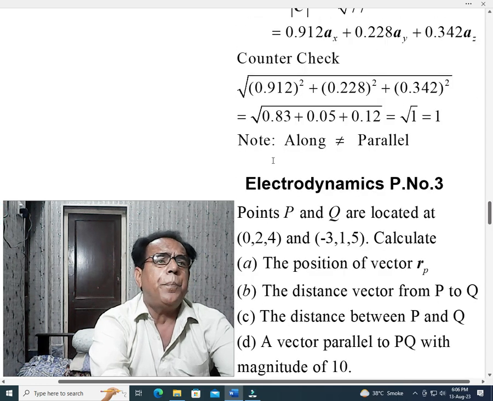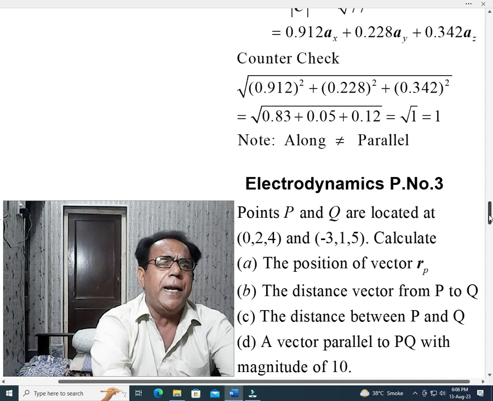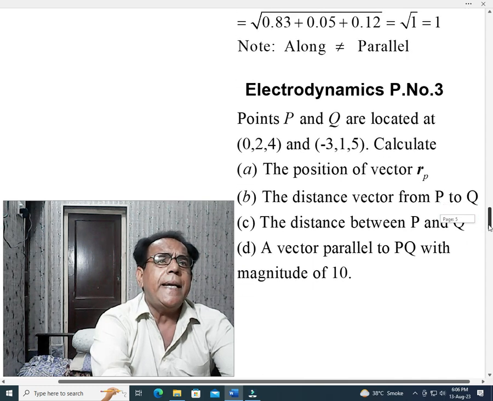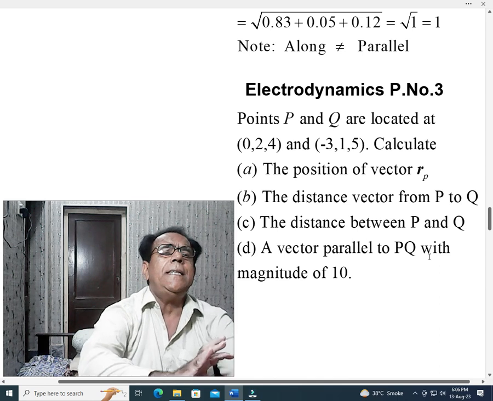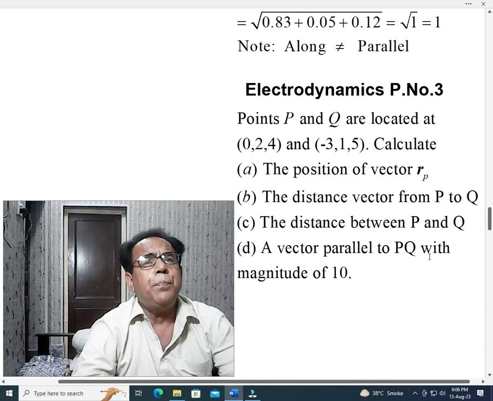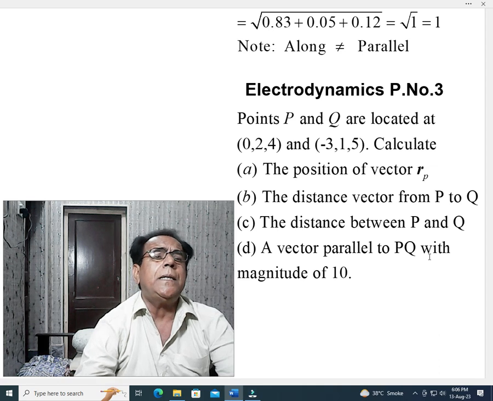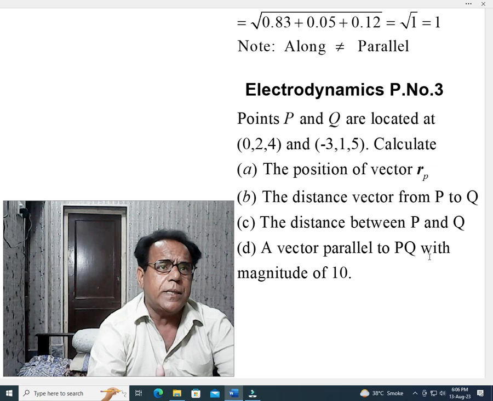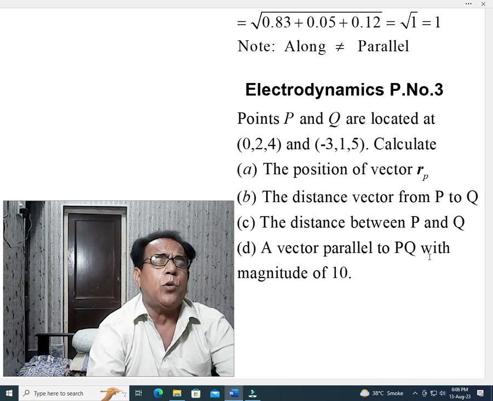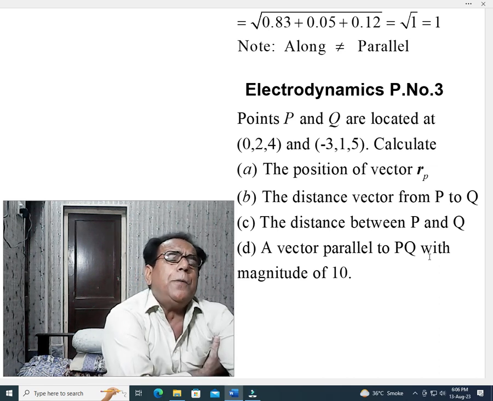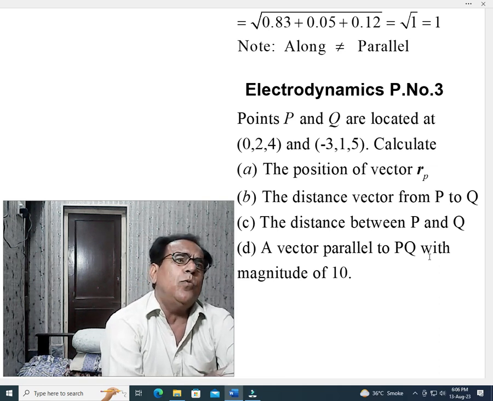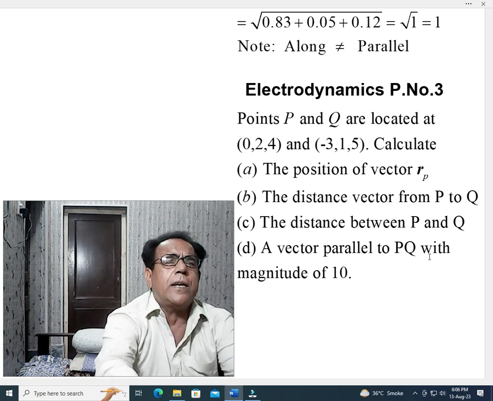Now note, along is not equal to parallel. As I have already explained, in vector analysis the term along takes a different meaning, in the same direction. But when we use parallel, it means both plus and minus are taken into consideration, because a vector parallel to another vector may have positive and negative value, whether it is along the x-axis or along the y-axis.